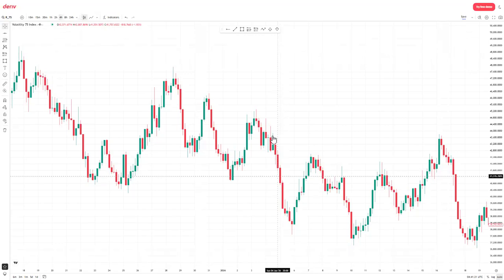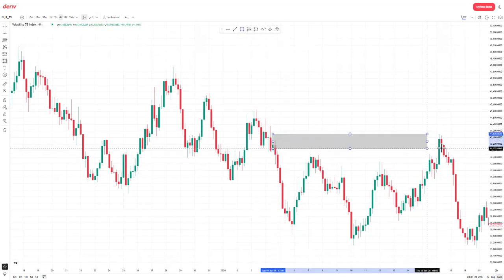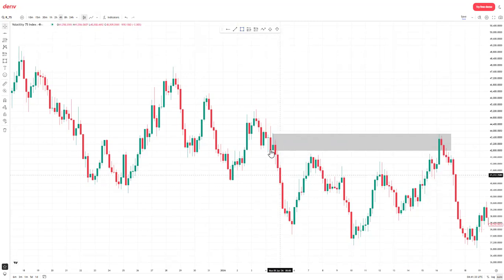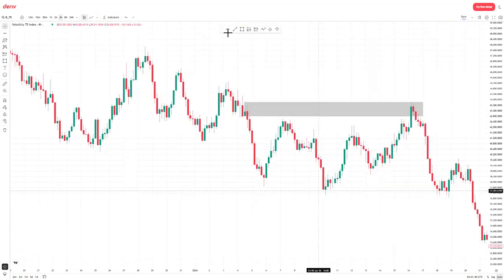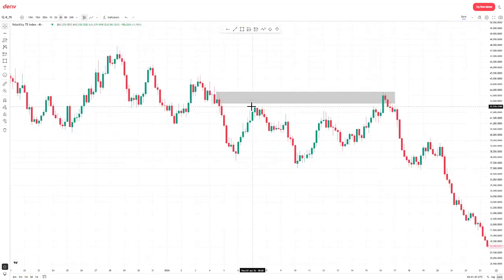Here, we had a continuation pattern. Let's highlight the continuation pattern. This continuation pattern was not tested even once. Anyway, can you see that this is a 4 hour chart? This continuation pattern was never tested. And then what do you have here? A resistance level.